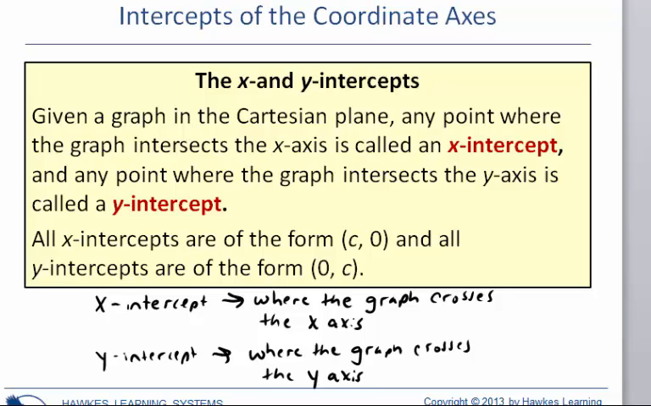Furthermore, our definition says all x-intercepts are of the form (C, 0) and all y-intercepts are of the form (0, C). More importantly, what this says is that if you have an x-intercept, then the y value is 0. And if you have a y-intercept, the x value is 0. And that is going to help us as we solve our problems.